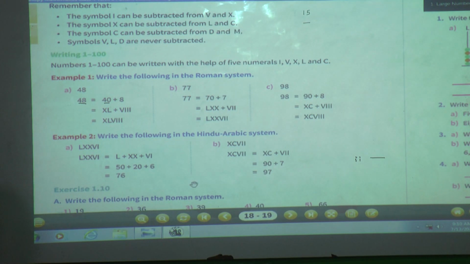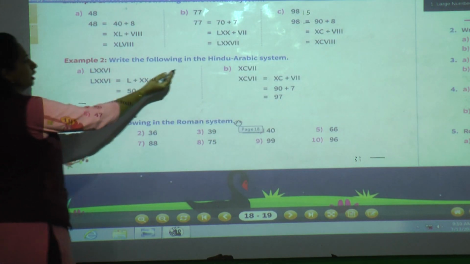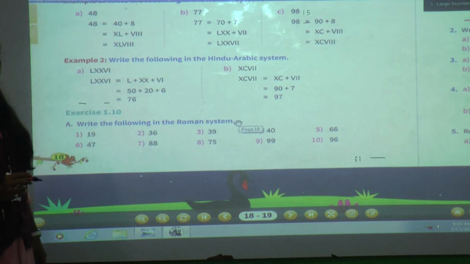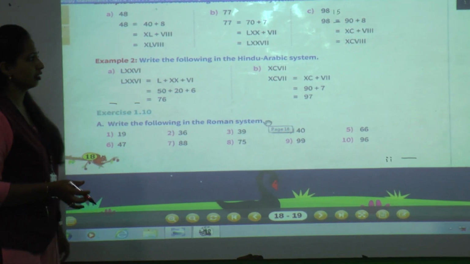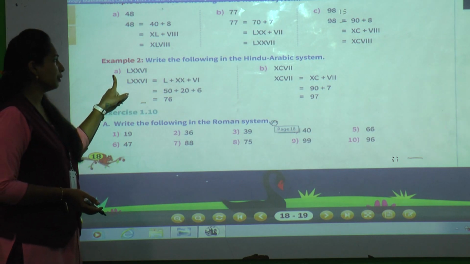Now exactly vice versa. Write the following in the Hindu-Arabic system. Hindu-Arabic system you know, na? We write numbers 1, 2, 3, 4, 5, 6. We have studied till 1 crore. Okay. So what will they do in this question?